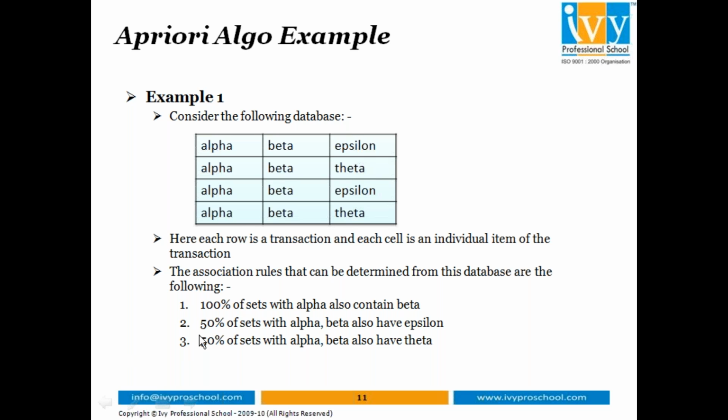So as we can see, 100% of the times I am going for alpha and beta together. 50% of the times I am going for alpha, beta, and epsilon. And again, 50% of the times I have alpha, beta, and theta. So this is a kind of pattern that is present in the support. This is already present in the data. Okay, this caters to the support.